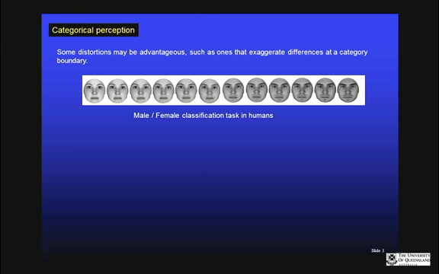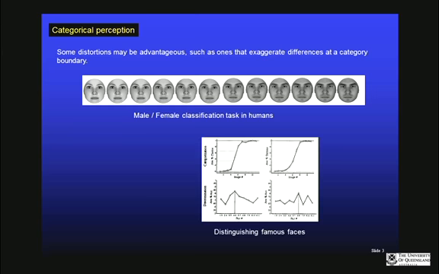One of the areas where it's been studied quite a lot is in categorization of things like male, female faces. This is actually another study looking at distinguishing famous faces. And this whole field has been termed categorical perception, because what they find is that for certain categories anyway, if you look at this continuum, this is going from a female face obviously to a male face.